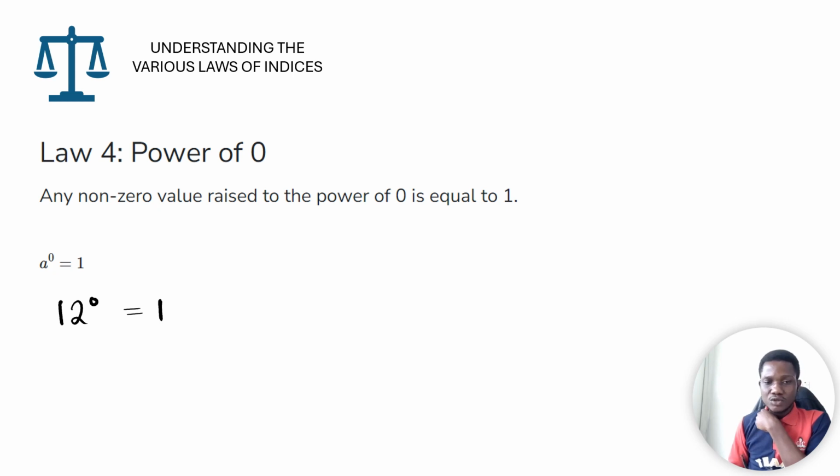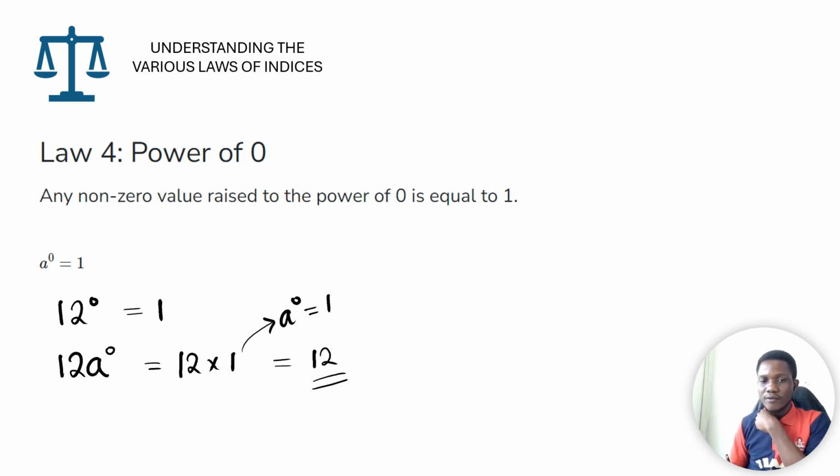Again, say you have 12 multiplied by a base number a raised to the power of 0. Since the index of a alone is 0, that gives you 12 multiplied by 1, since we know that a to the power of 0 is equal to 1. And so this gives us 12 multiplied by 1, which is 12. Okay, so that is how simple.